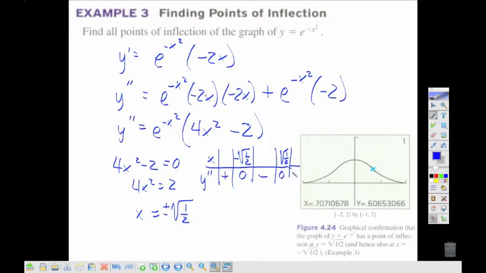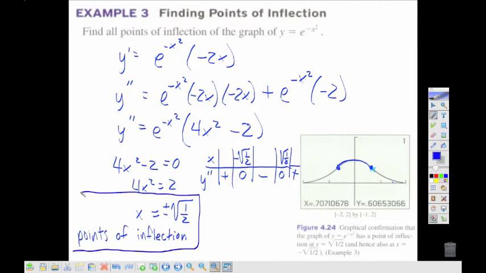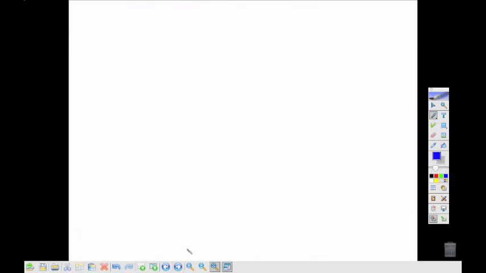If I'm at 0, that's going to be negative, and then on either side it's going to be positive. And so we can see the concavity here: from negative square root of 1/2 to positive square root of 1/2, since it's negative, we're concave down on that interval. Anything after that is concave up. Anything before that is also concave up. This guarantees then for us that both of those are points of inflection since we have a change in sign in our second derivative.